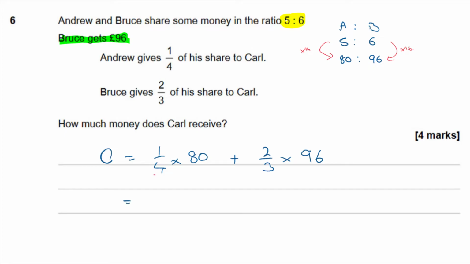4s into 80 go 20 times. So that's just 20, isn't it? And 3s into 96, that goes 32 times. And then 2 lots of 32, that is 64. Okay, so he gets £20 from Andrew and £64 from Bruce, giving a grand total of £84. So that's my answer, £84.